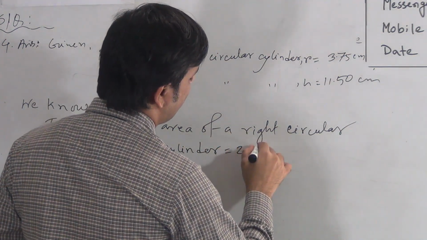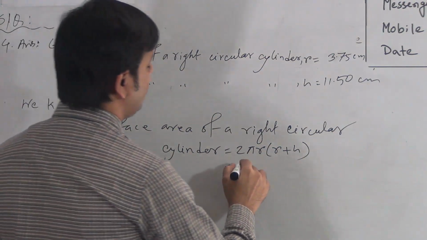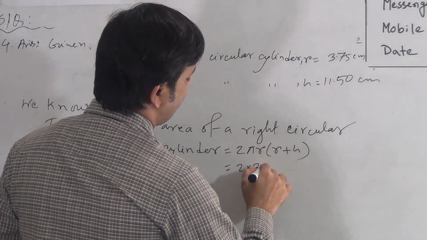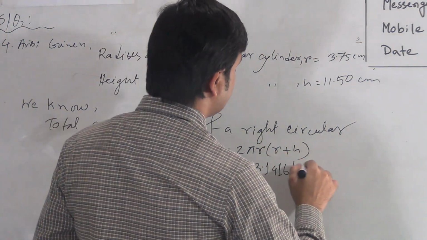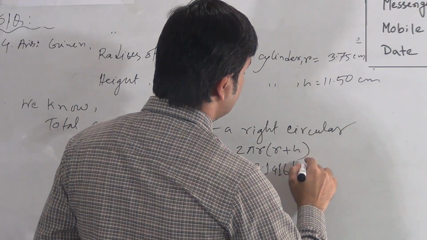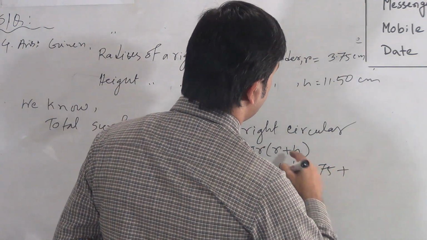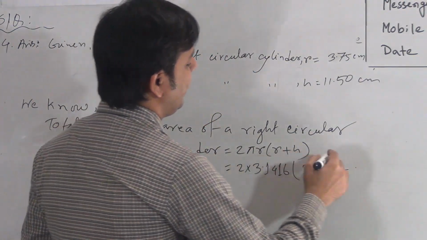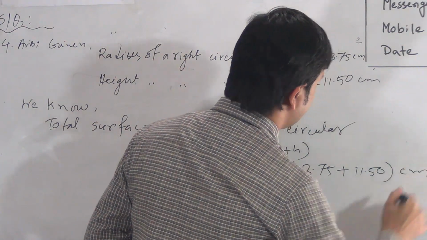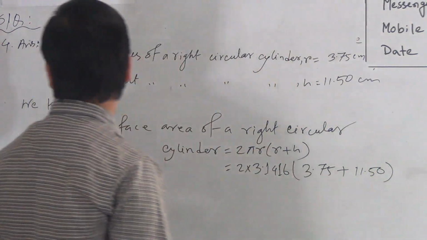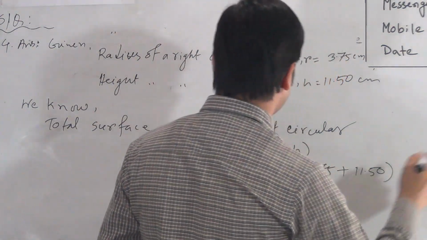That will be equal to 2 pi r into r plus h. Now put the value of pi, we can take 3.1416, you can take 3.14 also, into r means 3.75 plus h means 11.50 centimeter. As this is area, this must be square centimeter.